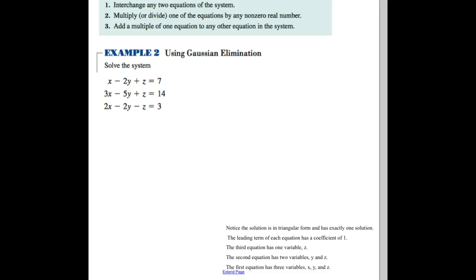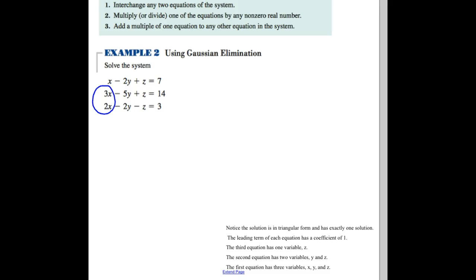Every system is going to be a little different, but your steps are all going to be with the same goal in mind. And that is, the first thing you have to do is eliminate the x's in equations 2 and 3. I don't care if you get rid of the x's in equation 3 before you get rid of the x's in equation 2, but they both have to be gone before we move to doing anything with the y. Okay?